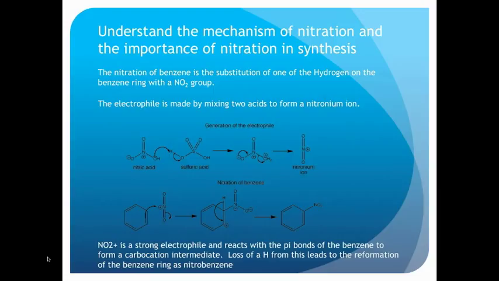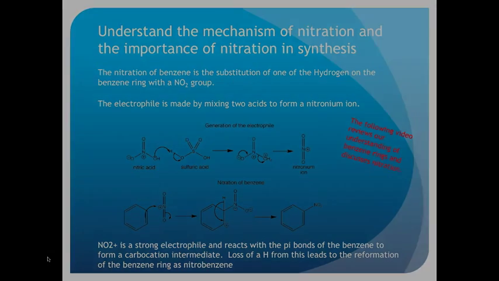NO2+ is a strong electrophile, and it reacts with the pi bonds of the benzene to form that intermediate. A hydrogen is lost, and we get nitrobenzene. The following video reviews our understanding of benzene rings and discusses nitration.